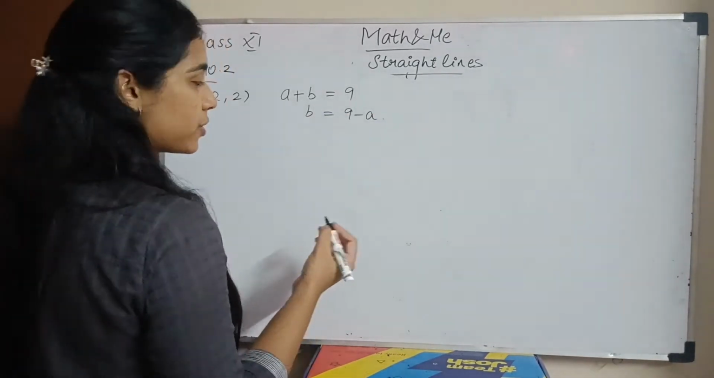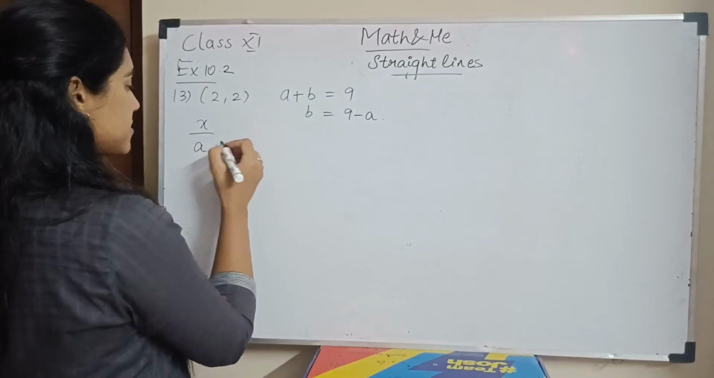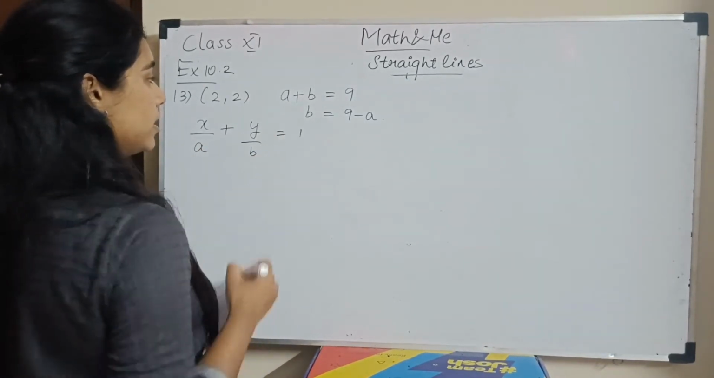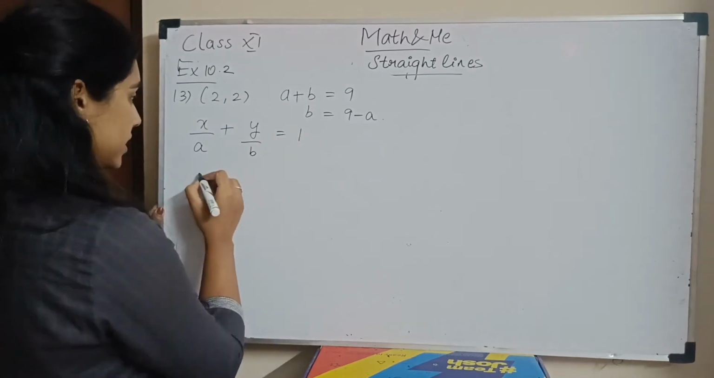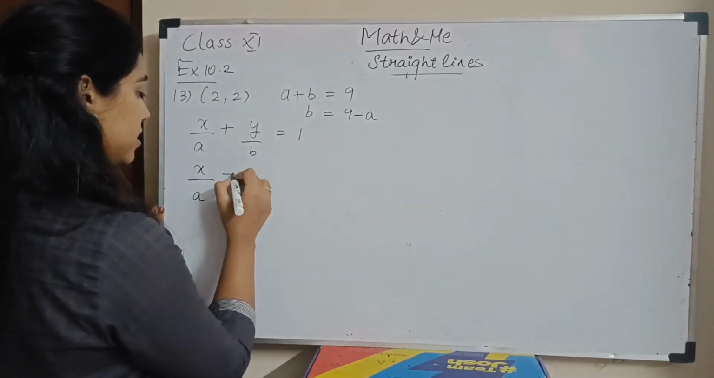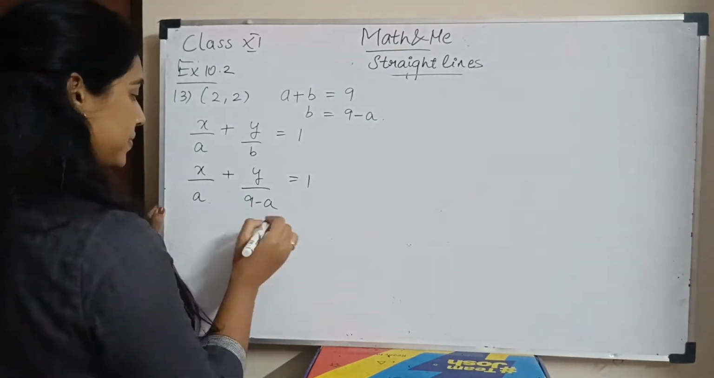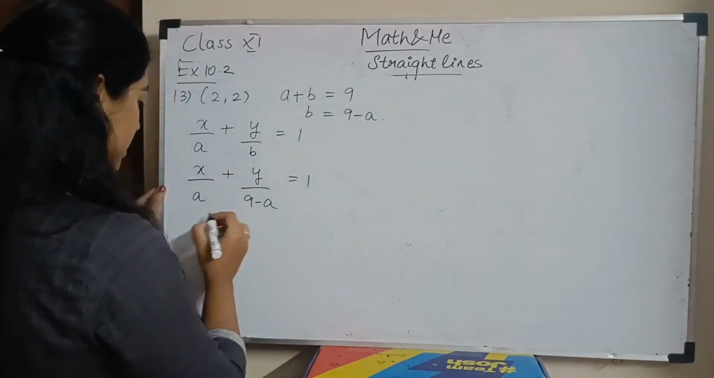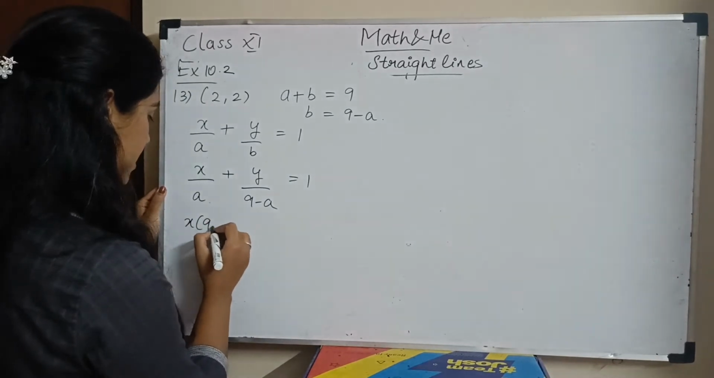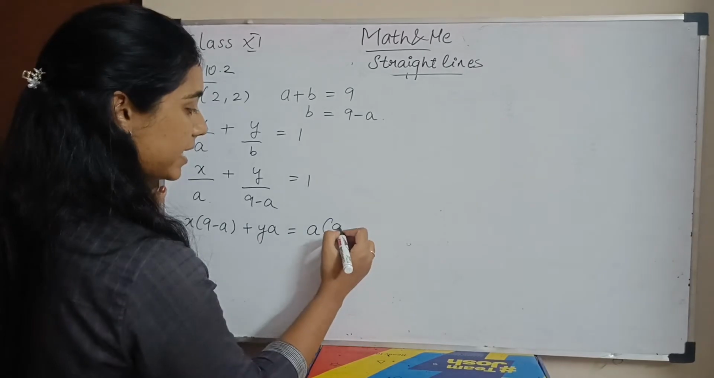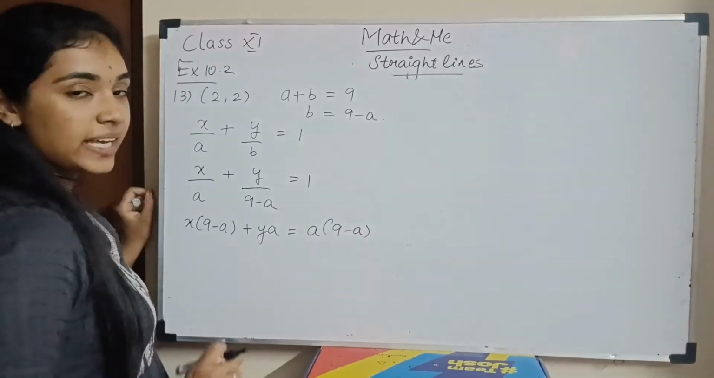So you have to substitute in the equation that you know. This is the intercept form, x by A plus y by B equals 1. x divided by A plus y divided by (9 minus A) equals 1. I am going to find the LCM. So it is x times (9 minus A) plus y times A equals A times (9 minus A). So this is the equation that you get.